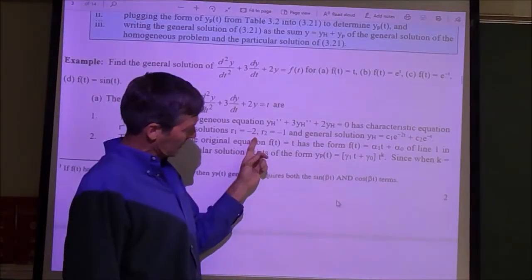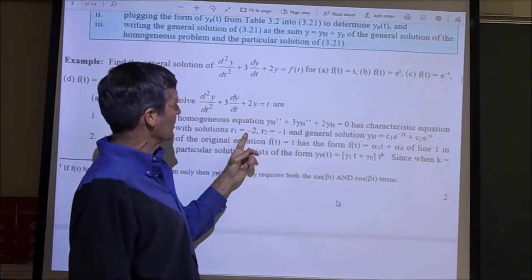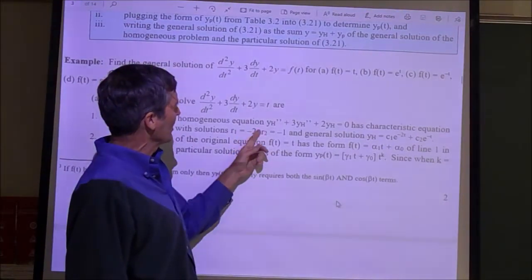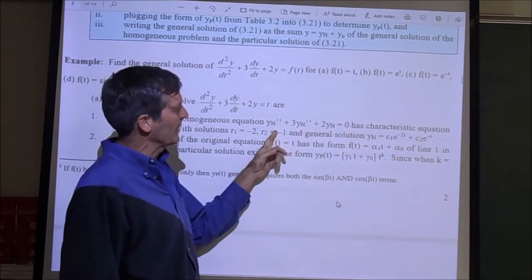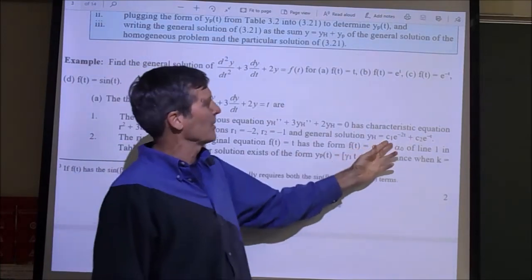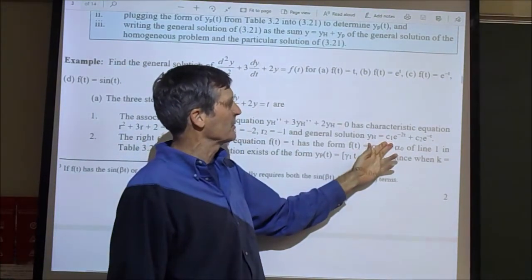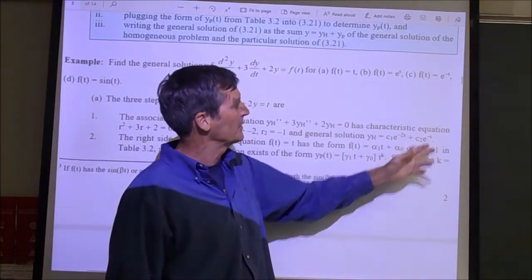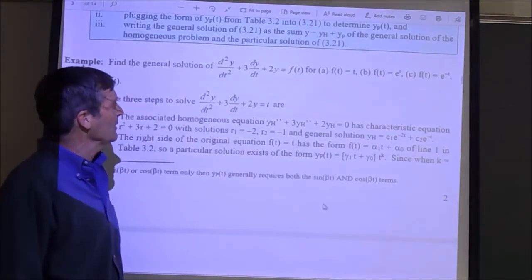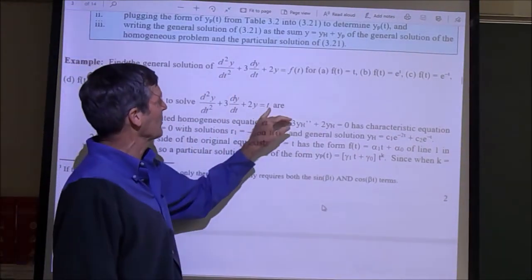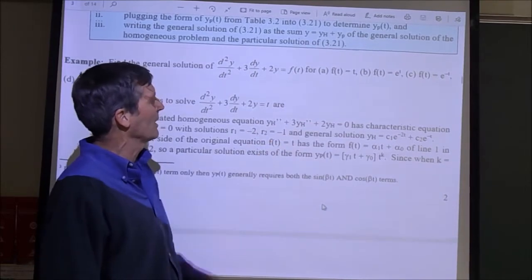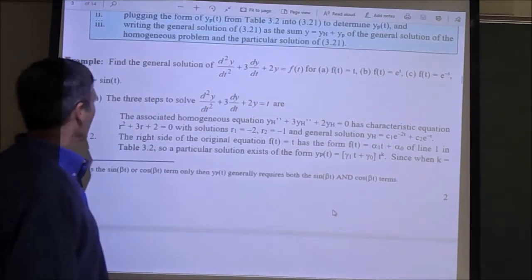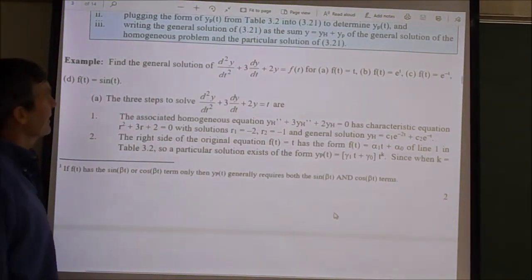So the general solution, well, two independent solutions are e to the minus 2t and e to the minus t. Remember that? And the general solution is an arbitrary linear combination of them: C1 times e to the minus 2t plus C2 times e to the minus t. So that's what we did before. There's the general solution of this equation with 0 on the right-hand side. We'll call that yh. Then what does the table predict?